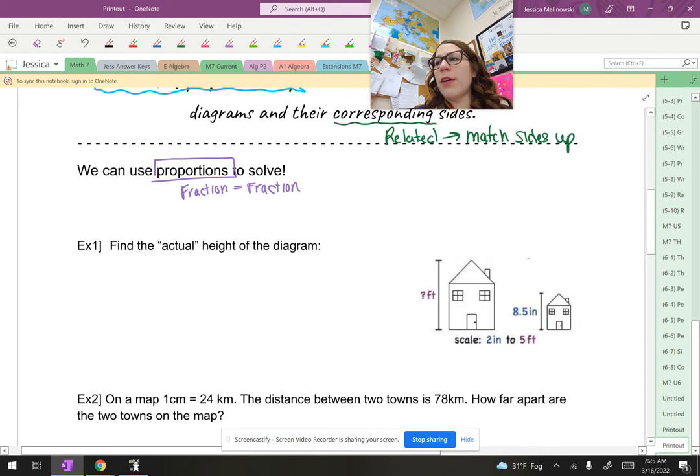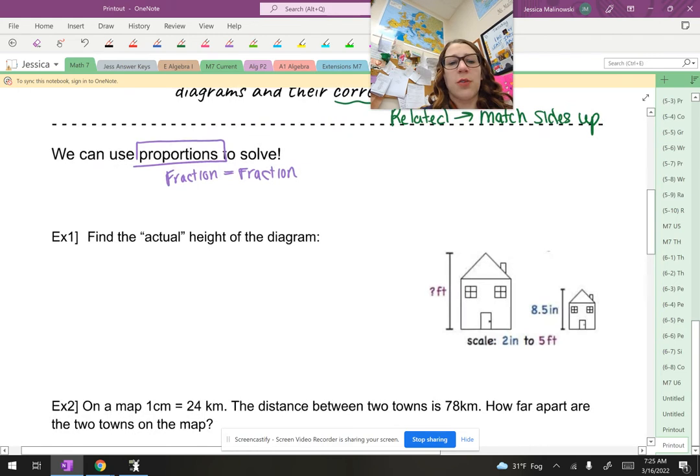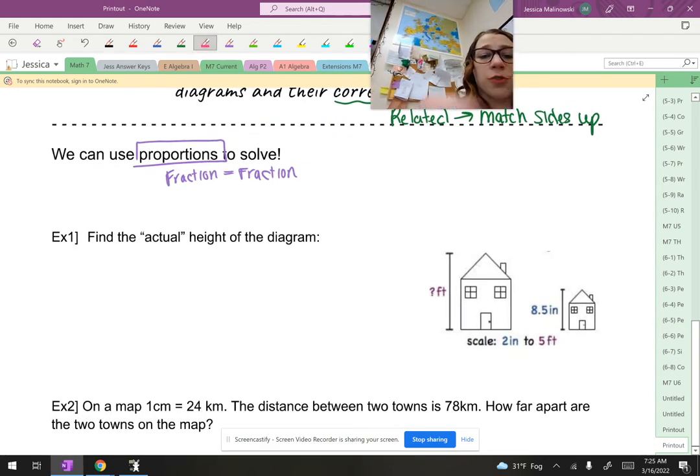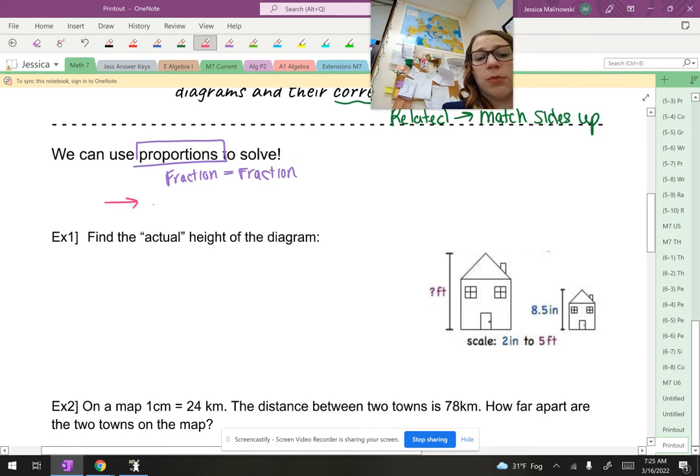Okay, so where did we leave off? Okay, so we're going to use a proportion to solve these problems, just like we did in Unit 5, the fraction equal to a fraction. And when we do that, we're going to be using cross multiplication to solve.